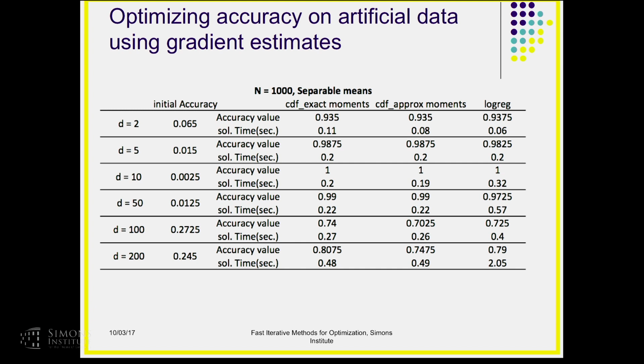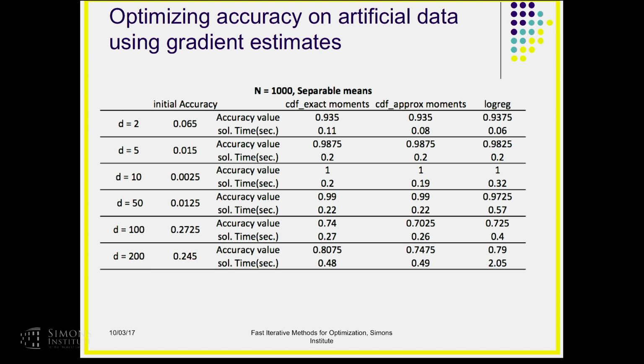So here we tried it on artificial data. Number of samples is 1,000. Produced 2 kind of nicely, relatively separable distributions. Then exact moments, because it's artificial data, we know the moments. These are approximate moments, and this is what you do if you run logistic regression on the same problem, and what you get. So what are we having here? These are different dimensions, and basically this is the final accuracy that you obtain from your linear separator from each of these optimization runs.